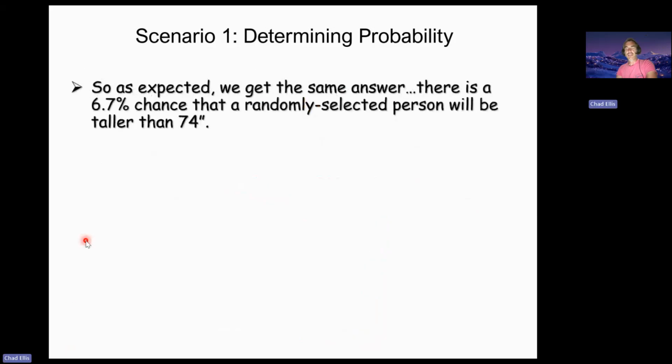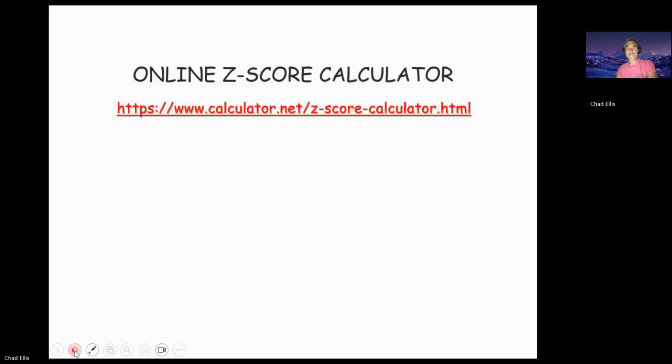Right, so as expected, we got the same answer using either the cumulative lookup table or the distance away from the mean lookup table. Like I said, the way that I was taught is to use these lookup tables, but there are lots of online Z-score calculators and probability calculators they can use. Here's one, right? Here's the link right here.